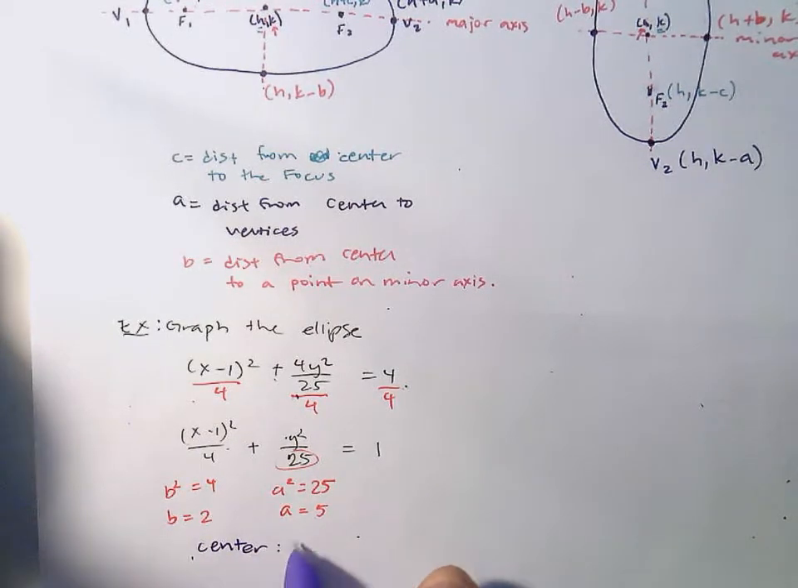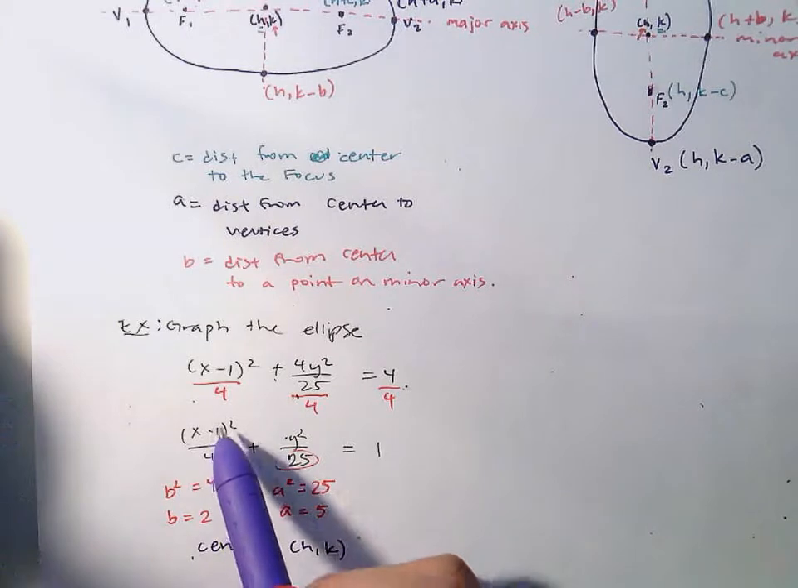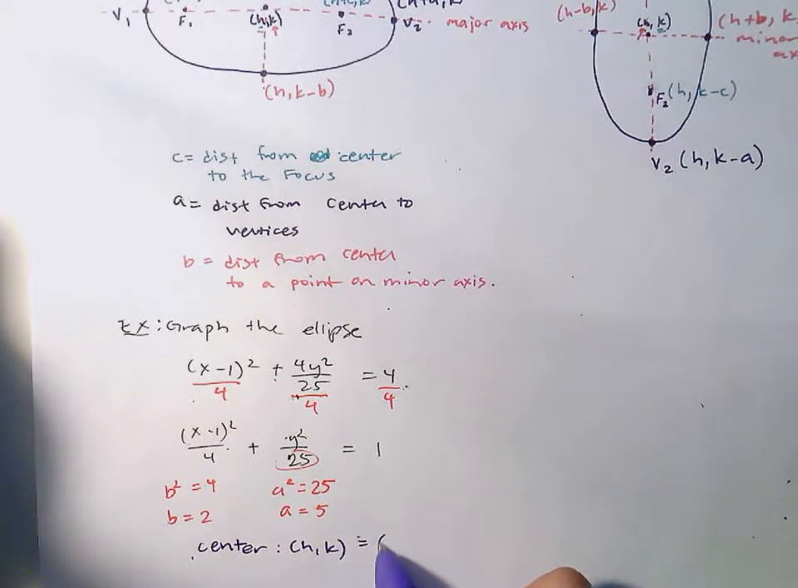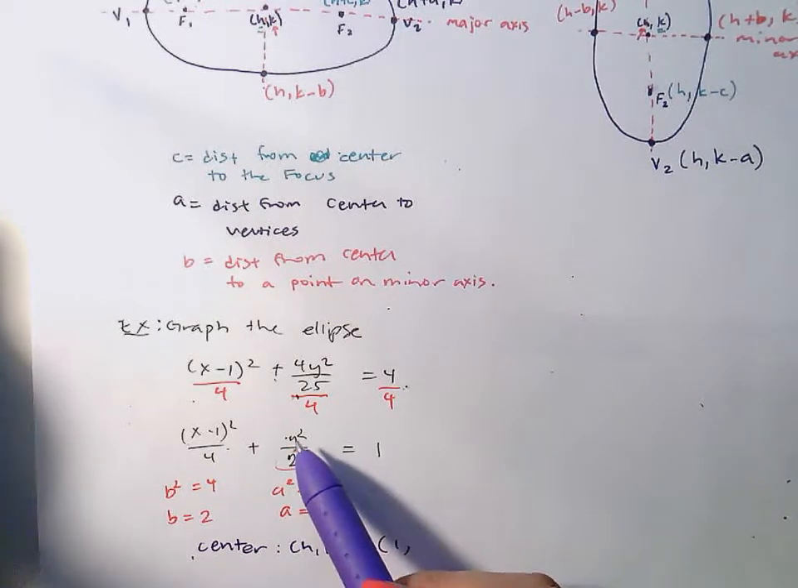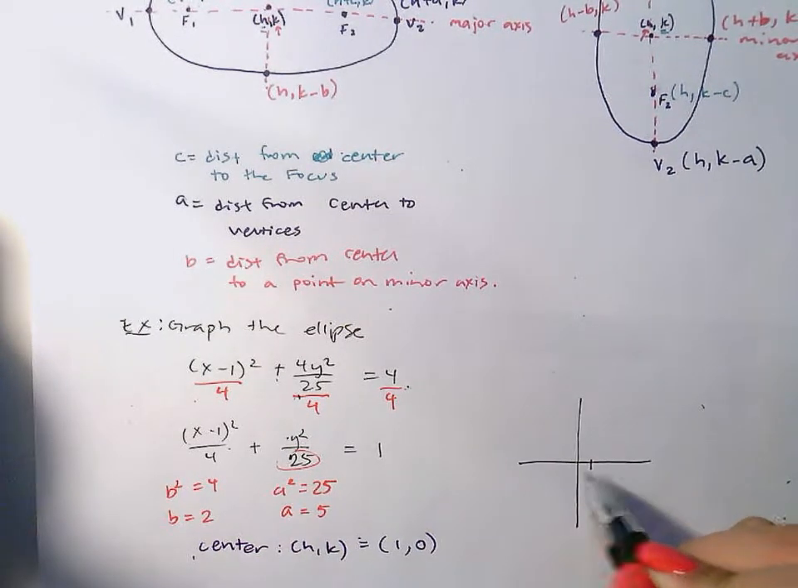So the center again is (h, k), and h is the number that's next to the x, and you take the opposite. The number next to the x is -1. You take the opposite, and that gives me a 1. And k is the number that's next to the y, and you take the opposite. Well, there's no number next to the y, so the number next to the y is 0, so we're just going to use a 0. So we're going to plot (1, 0). If we plot (1, 0), we're going 1 to the right, and then 0 up or down.